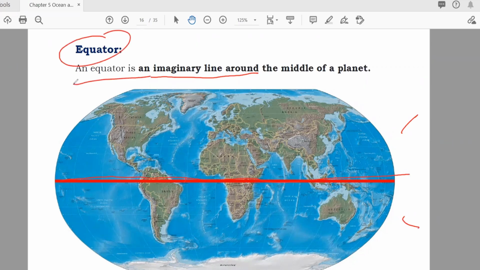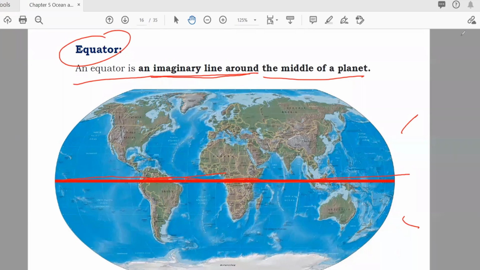An equator is an imaginary line around the middle of the planet. You can see this red line. Again, I'm telling you, on the earth you will not find this line. We draw it on the map. We just assume it. And with the help of this, we are dividing this planet, the earth, into two parts. So this line is known as the equator.